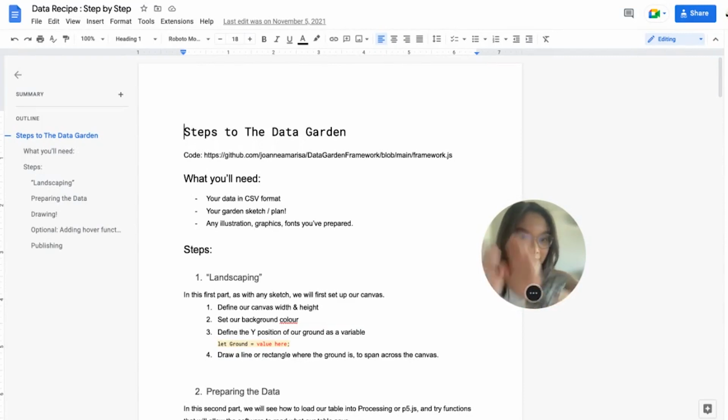Okay, so that was the first part of the process. The second part of the process for us was writing a data recipe, because I was doing it in P5 at the time. When you're about to communicate with the computer and write the program, it's important to be as detailed as possible. So the second step that she encouraged us to do was write a data recipe.